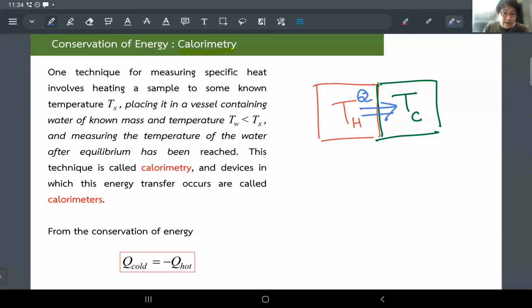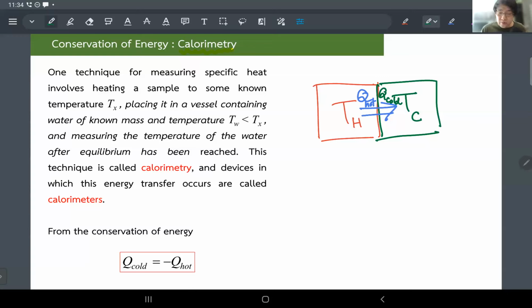Does that make sense? All right. So that means the heat that leaves the hot portion, let me call the Q hot, is going to be exactly the same as the heat entering the cold part. Let me call this the Q cold. They are the same amount of energy.